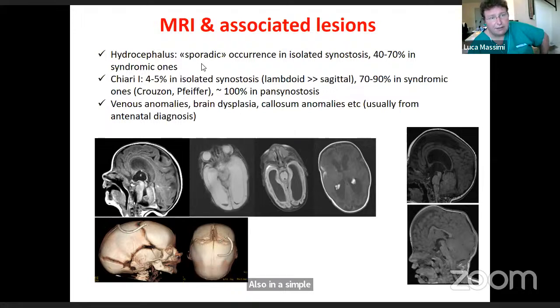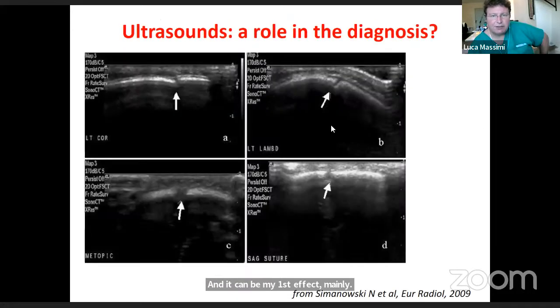For example, the hydrocephalus is sporadic, as it happened in this case with post-hemorrhagic hydrocephalus, compared with syndromic ones, and the Chiari malformation affects mainly children with lambdoid more than sagittal synostosis.